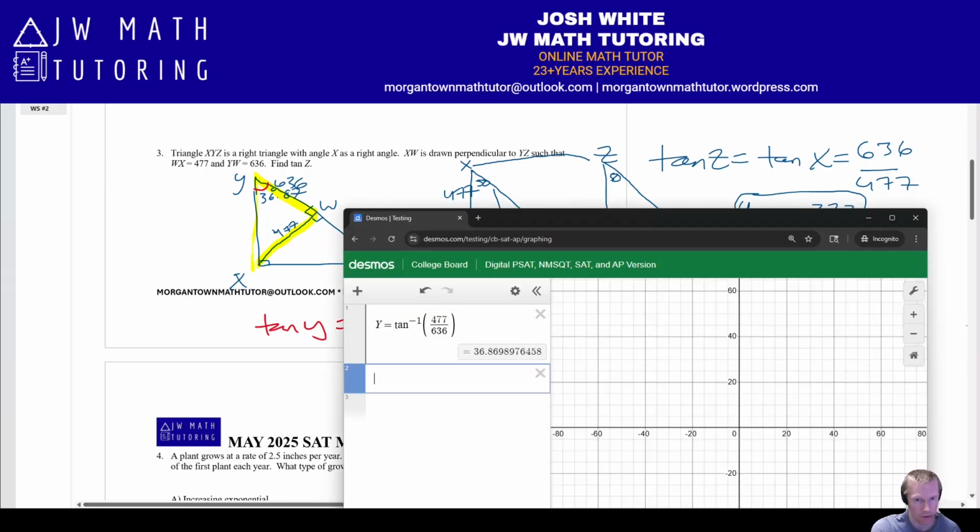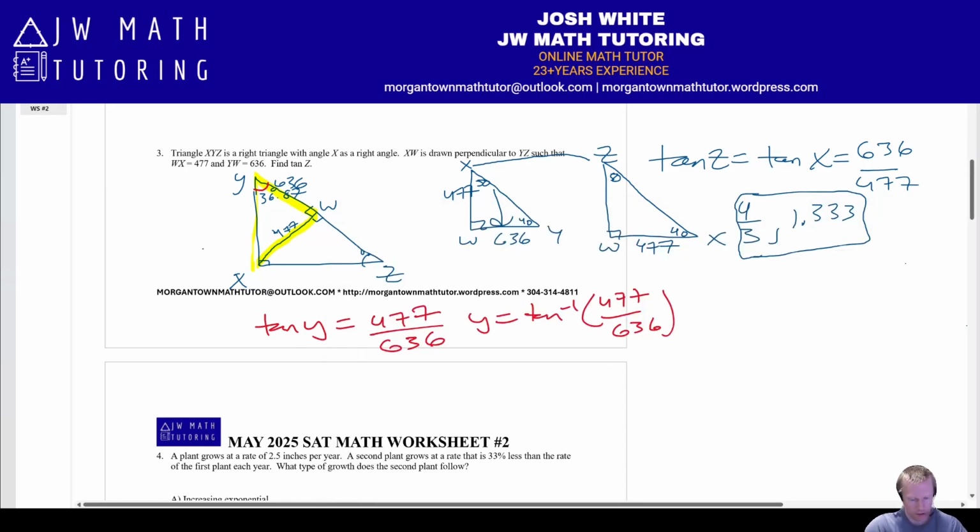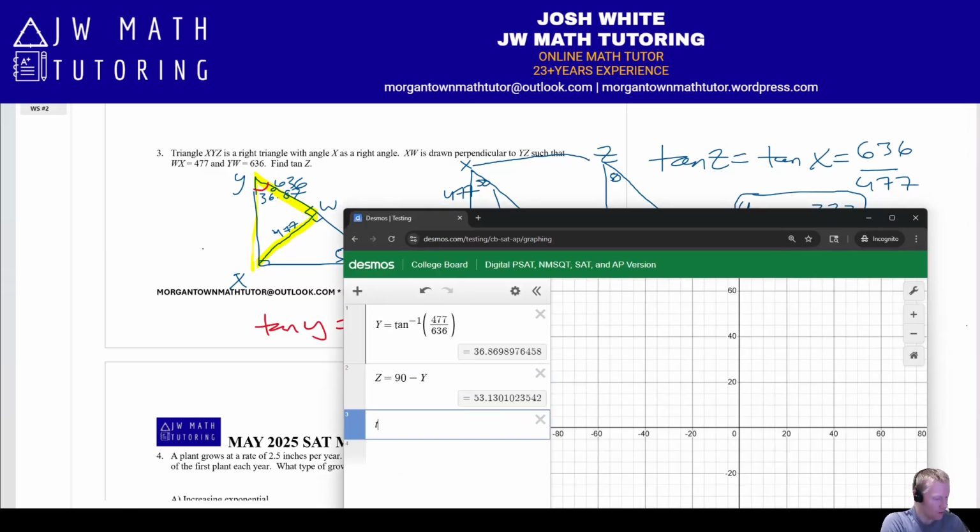So now I can just subtract that from 90 to get the measure of angle Z. So let's go to Desmos. 90 minus Y. Okay, so this is the measure of angle Z right here, 53.13, but I want to use the exact value, so I'm going to store it in. Now what's tan of Z? Well, all I have to do is just tan Z. And right there's my answer, 1.3 repeating, because I used the exact values and carried them through, or 4/3.